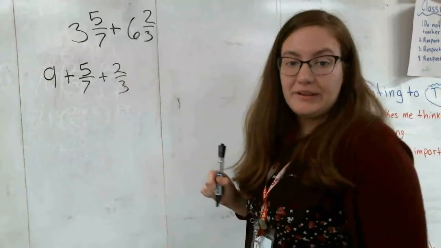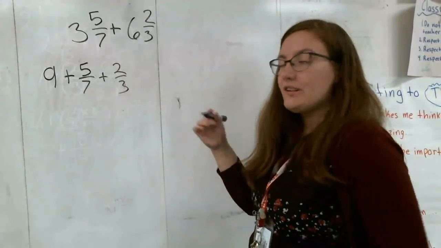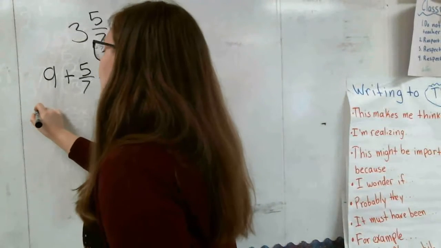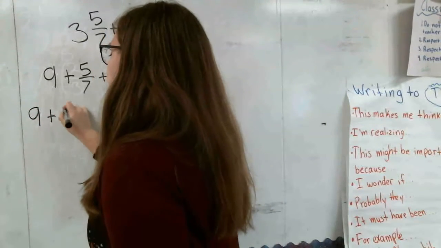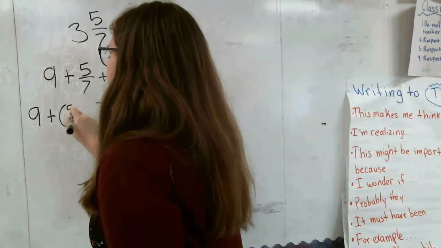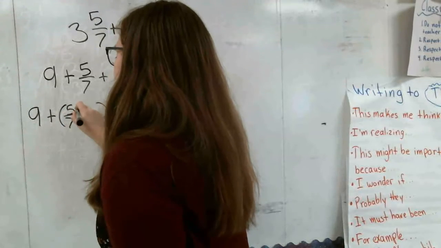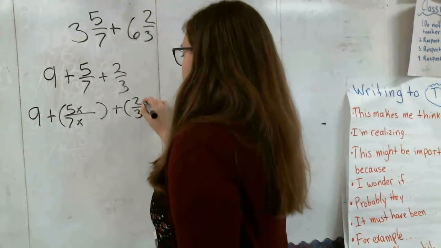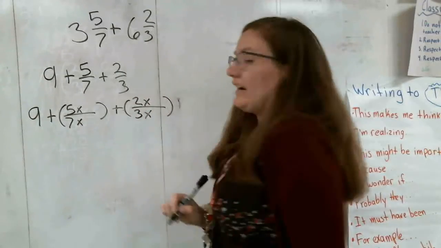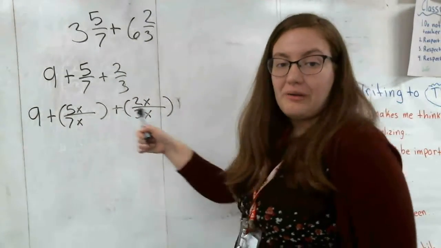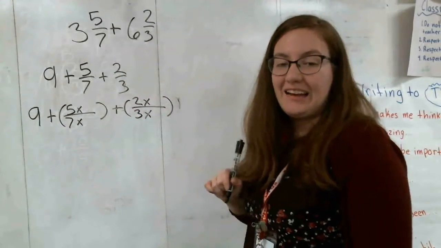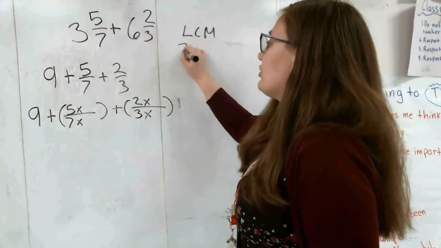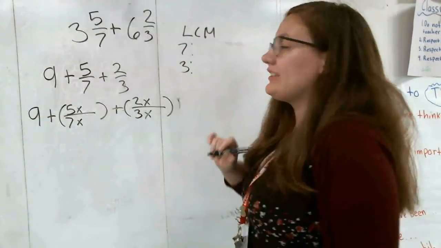They don't have a common denominator, so I need to multiply them and change them up so that they have that common denominator. So I'm going to rewrite this as 9 plus, we've got my little mini brackets, plus 2 thirds. All right, so we have our problem looking like this now, and I want to find that LCM just like last time to see what I need to change my denominator to.